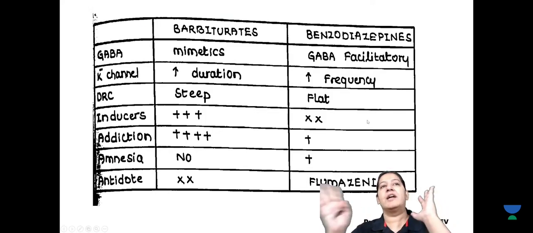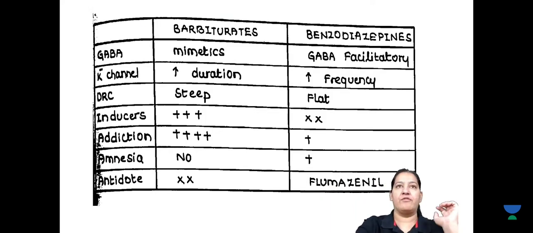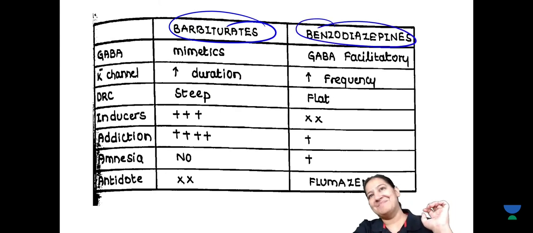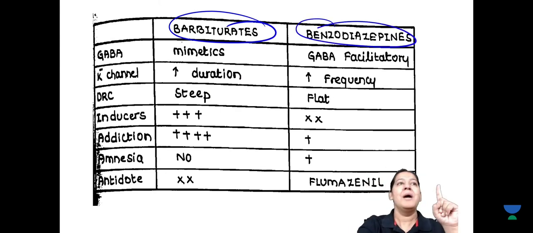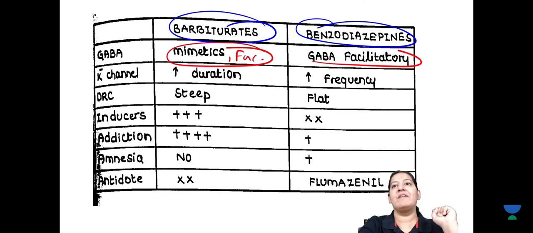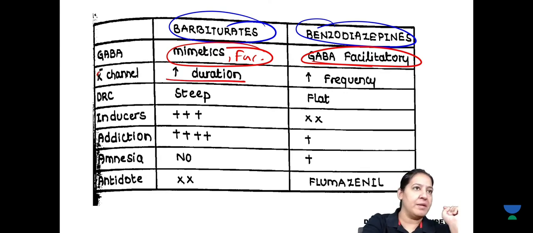So see the differences. The summary is in front of you. Barbiturates, benzodiazepines. Barbiturates have facilitatory as well as mimicry action, but benzodiazepines have only facilitatory action, no mimicry action. It increases the duration. This is not potassium, sorry, it is chloride.